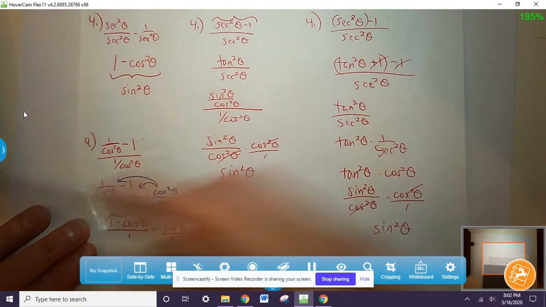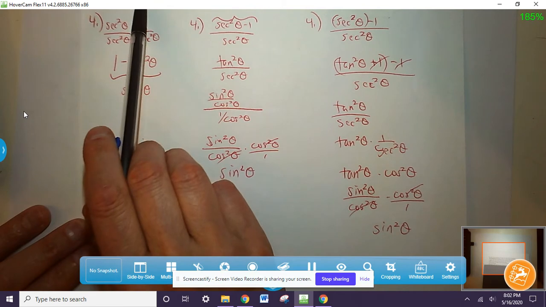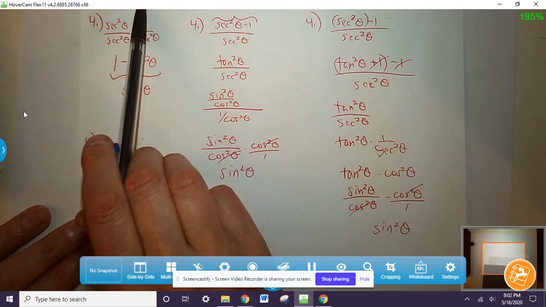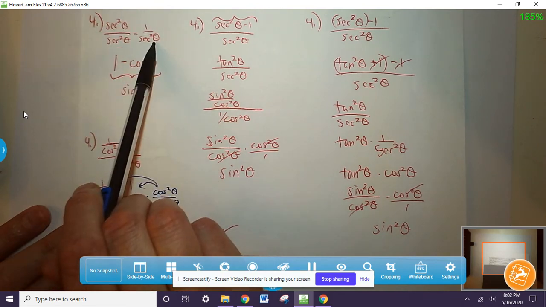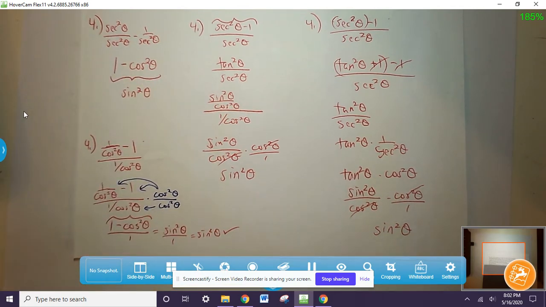So I think the most common way that you guys are going to do this is this one or this one. If you split apart, because there's a 1-term denominator, you can split that apart. This becomes a Pythagorean identity, and then you end up with sine squared.